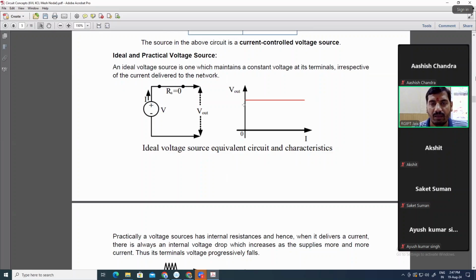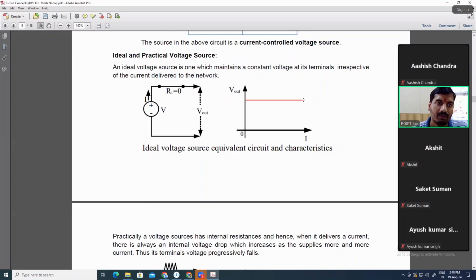If we consider the VI graph, the voltage will remain constant throughout the load variation. If the current is varied, there should not be any variation in the voltage. It means the terminal voltage of an ideal voltage source must be maintained constant, irrespective of the current delivered to the network. Throughout the current variation, the voltage value is fixed, so the voltage is not varying.